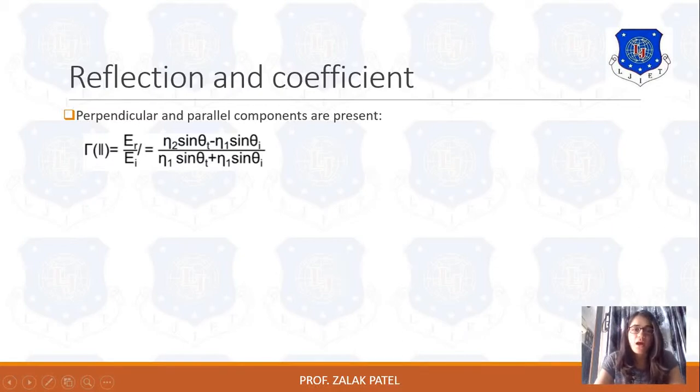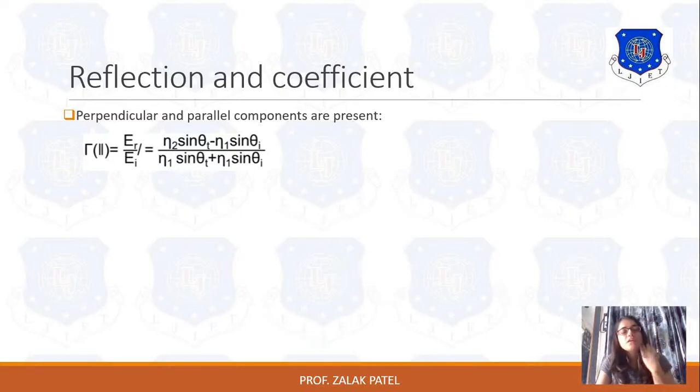It is given by eta 2 sin theta t minus eta 1 sin theta i, upon eta 2 sin theta t plus eta 1 sin theta i. Here theta t is the angle of the transmitted ray and theta i is the angle of the incident ray. Eta 2 is the intrinsic impedance of medium 2 and eta 1 is the intrinsic impedance of medium 1.